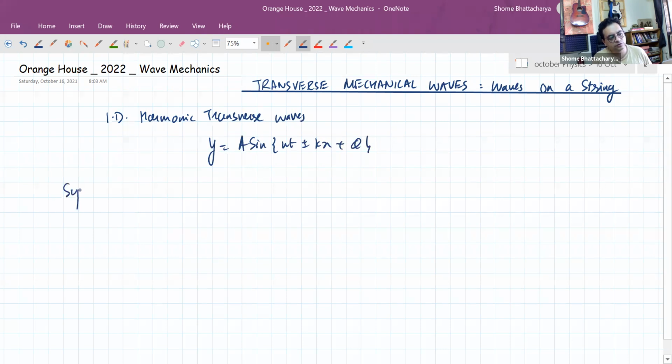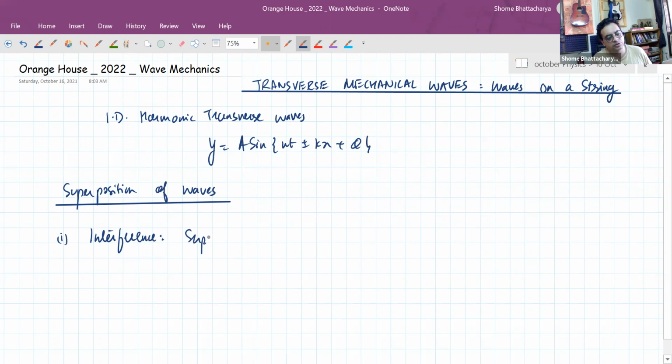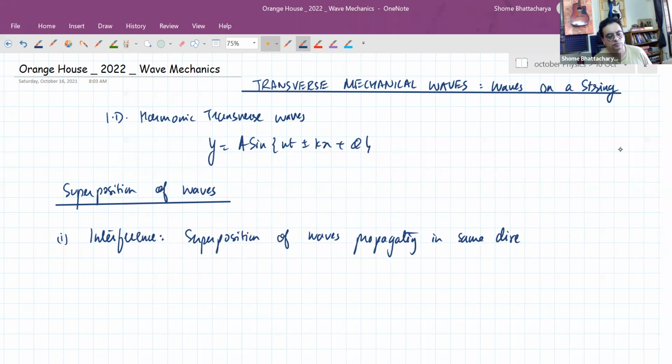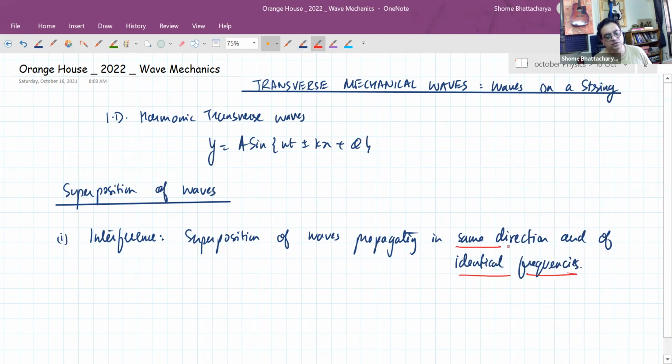So we are discussing superposition of waves. Within superposition of waves, we saw the first type of superposition, interference. This happens when there is superposition of waves in the same direction and of the same frequency. Both conditions are necessary: same direction as well as identical frequencies.